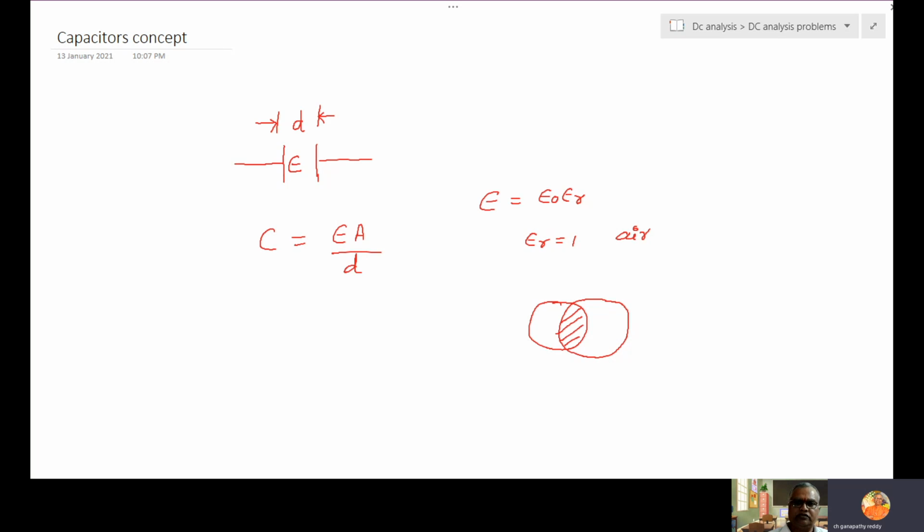So when I'm using this A, what is it? Overlapping plate area. Plate area, not area between overlapping plates.